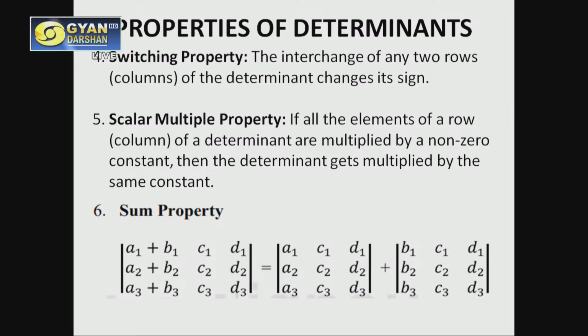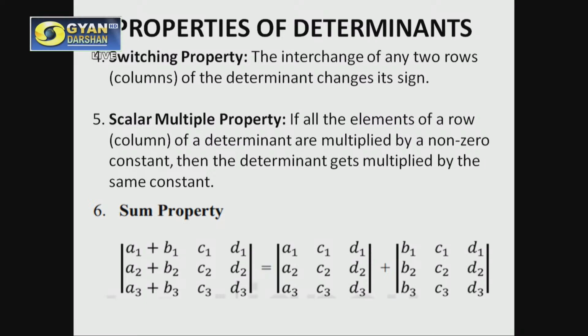Apart from this, we have the switching property. That means if we interchange any two rows or columns of the determinant, then the sign changes. So whatever the value of the determinant, the sign of the outcome value will change if we interchange two rows or columns of the determinant.